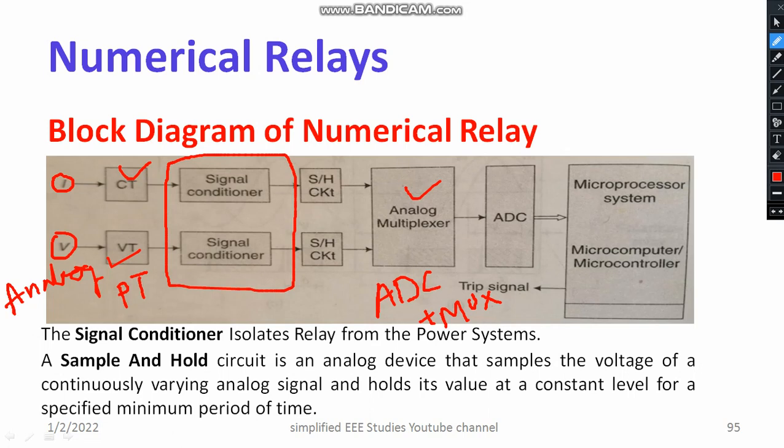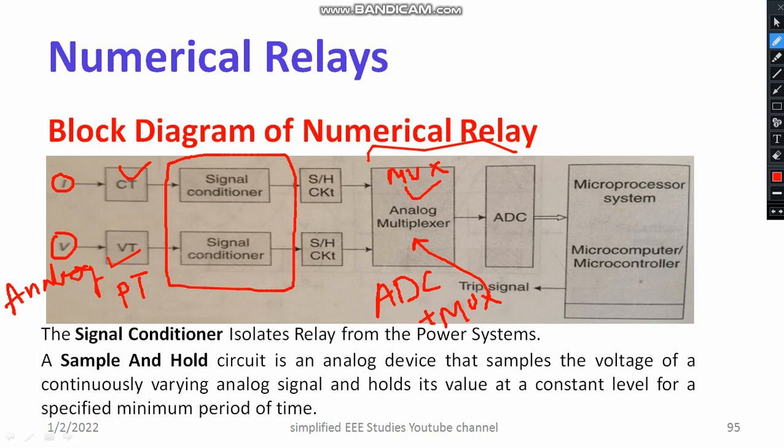What is the purpose of MUX? Look at this. MUX means there are different inputs like current, voltage, etc. So we have many inputs, but we require one single output. So many inputs, one output. That is called a multiplexer. Better you can call this area MUX plus ADC. This is your MUX and this will be the ADC.